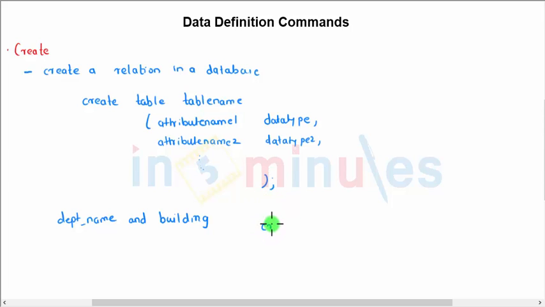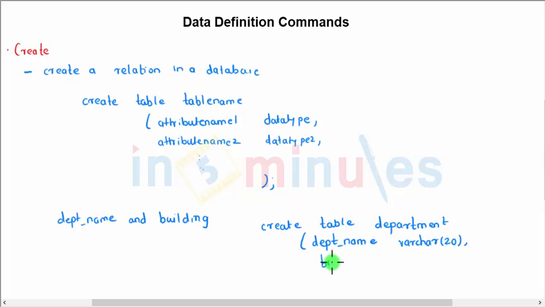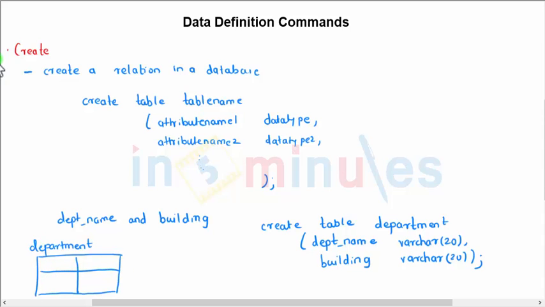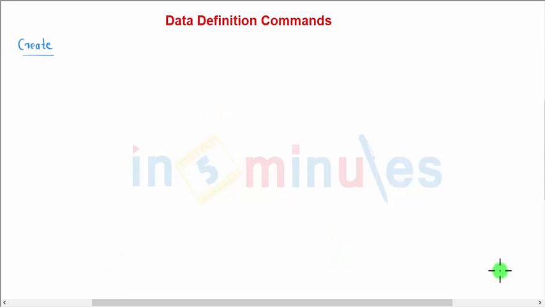That is, create table department, the attribute name, that is dept_name. Now data type, let's give it a data type varchar, size 20, building, which is the second attribute name, its data type varchar 20. Now what this command will do is it will create a relation called department with attribute names dept_name and building. SQL supports a number of different integrity constraints.